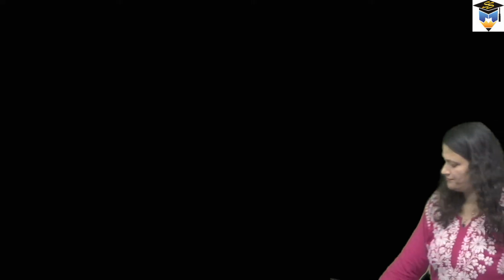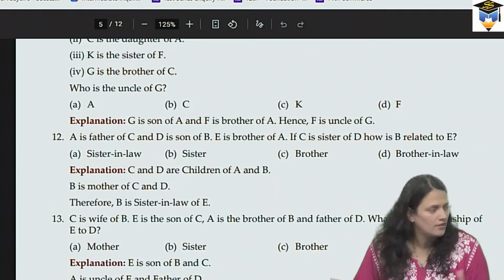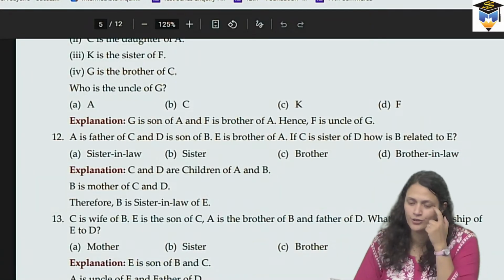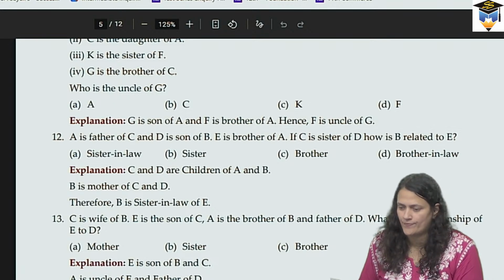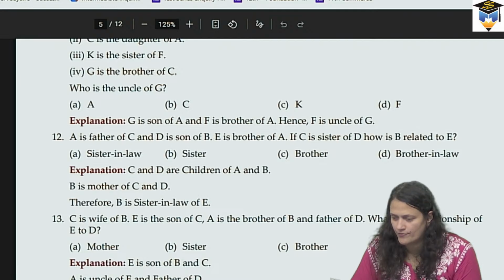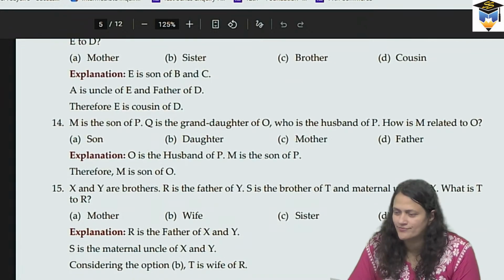Any doubt, anyone? 14th and 15th? Okay. Let us solve it together. 14th and 15th. I will tell the 13th also.